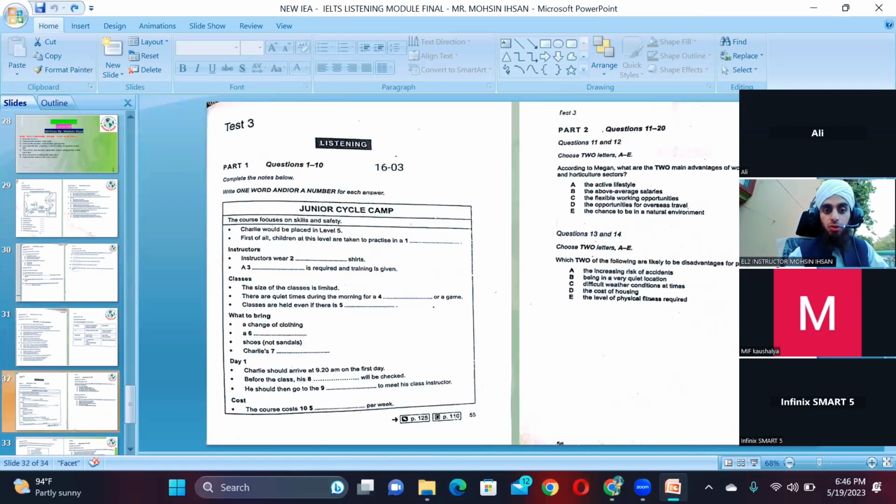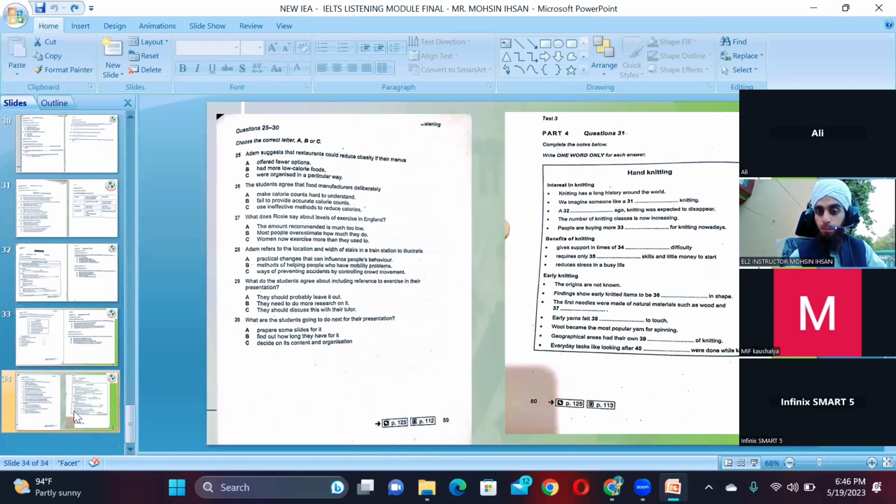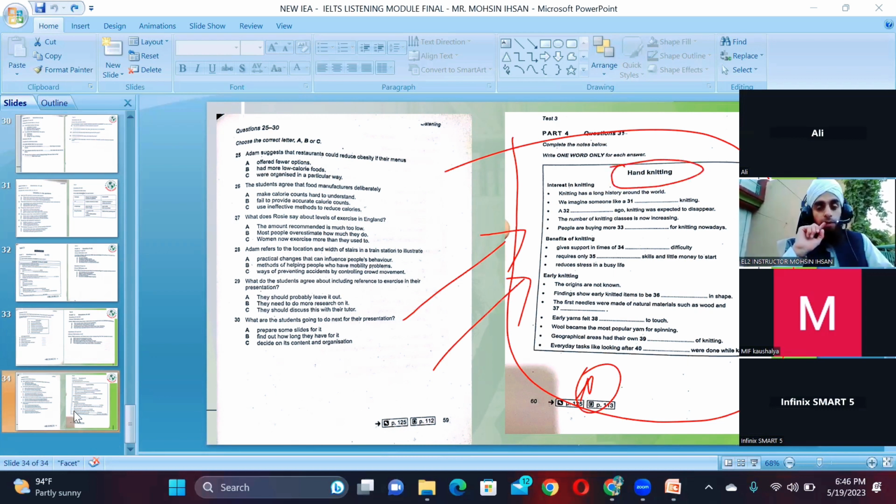All right. So here, listening section 4, handwritten. Here, it is a kind of story, dialogue, right? And this is rather a monologue, not a dialogue, but this is the information shared by a monologue, one person, right? Let's just read. Hand knitting. What is meant by hand knitting? Hand knitting means?